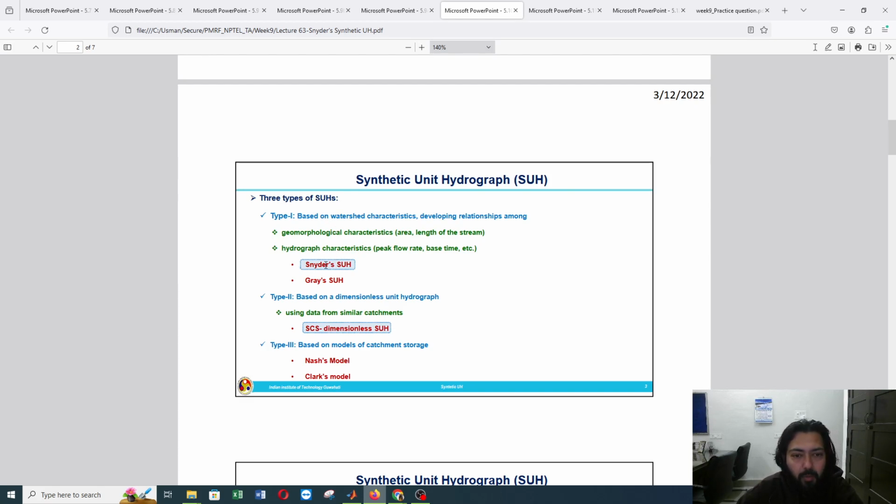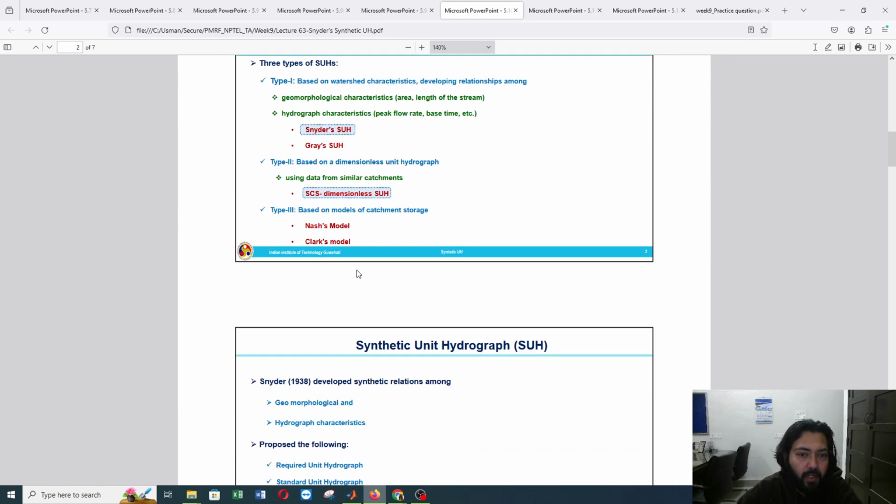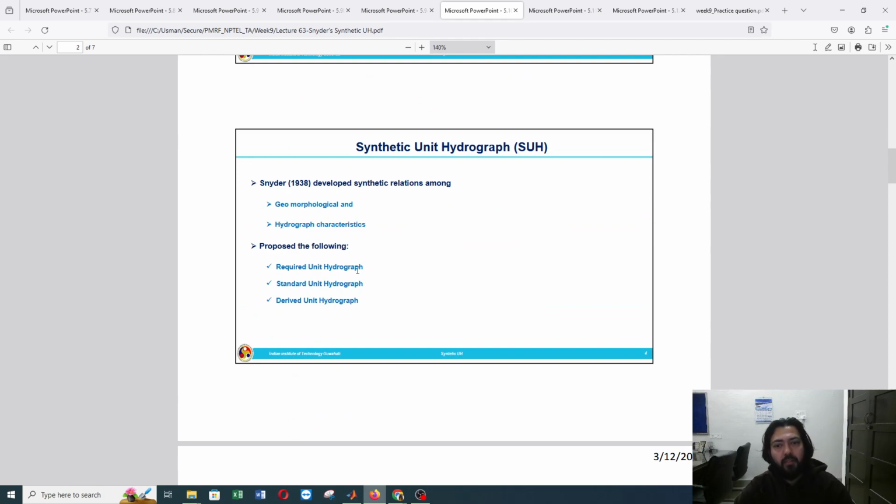So we have talked about Snyder synthetic unit hydrograph, we have talked about SCS dimensionless synthetic unit hydrograph, and also we have seen Nash model. Firstly we talked about Snyder synthetic unit hydrograph. How does the synthetic unit hydrograph that was proposed in Snyder's work work?